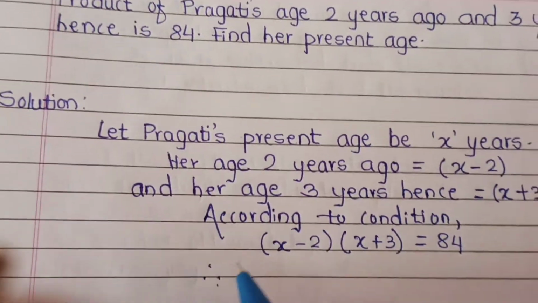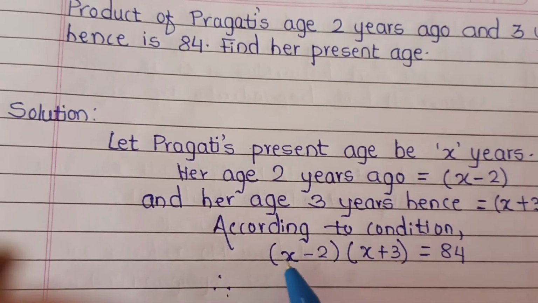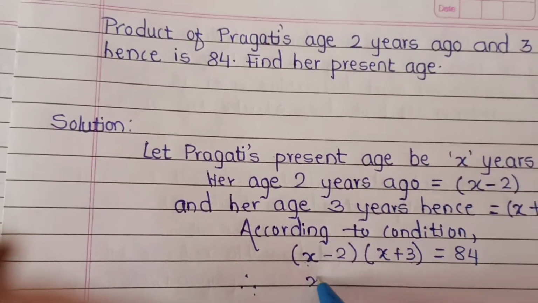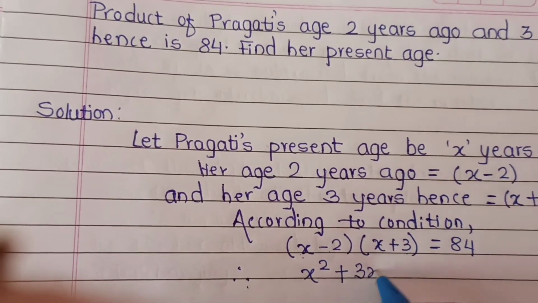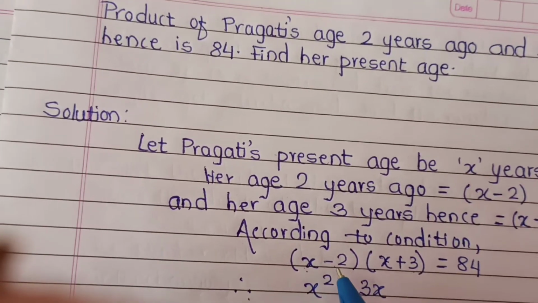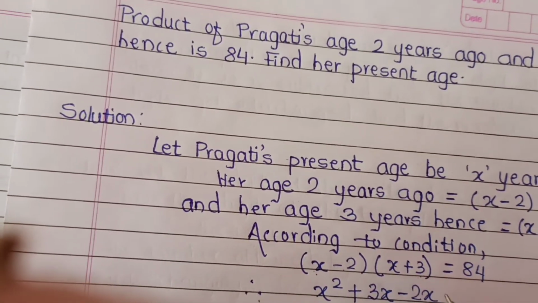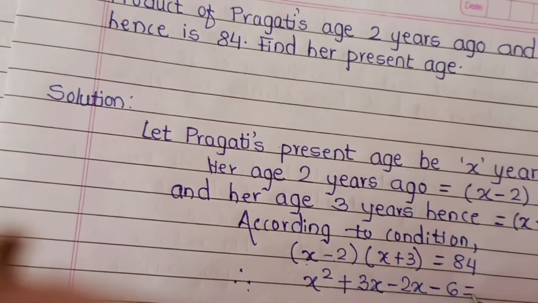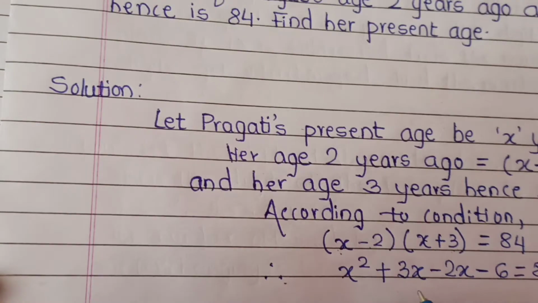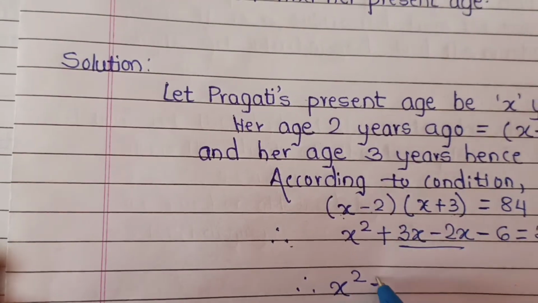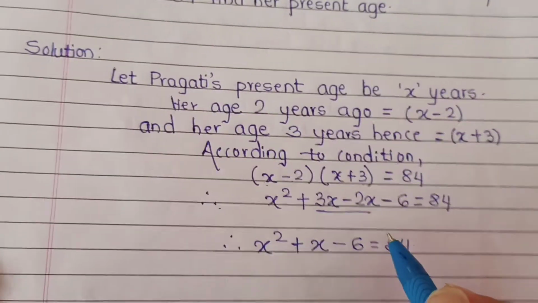Let's solve this. Therefore, we will multiply x with both the numbers in the second bracket. So x into x gives us x square, plus x into 3 gives us 3x. Same we will be doing with the number minus 2. Minus 2 into x is minus 2x. Minus 2 into 3 is minus 6, equal to 84. So therefore x square, 3x minus 2x can be written as x, minus 6 is equal to 84.